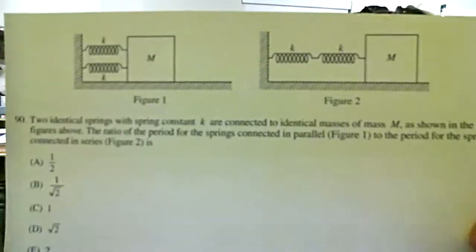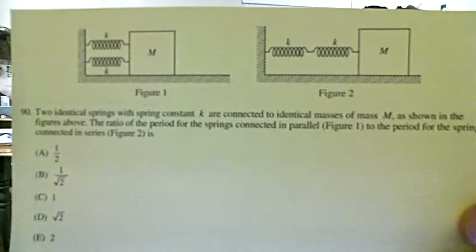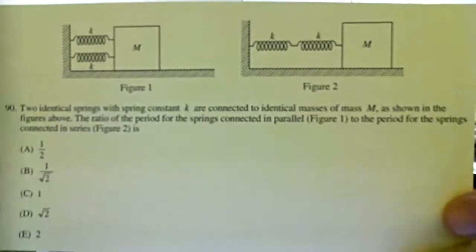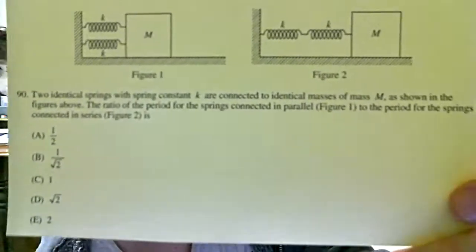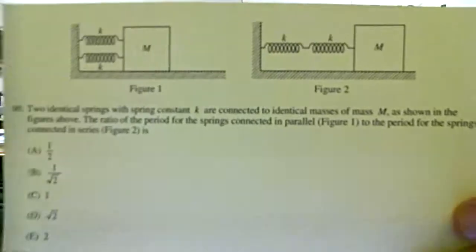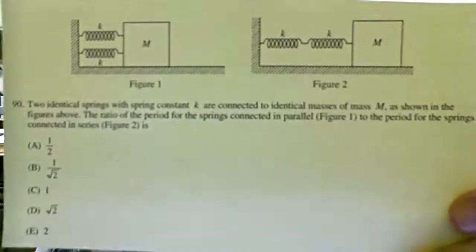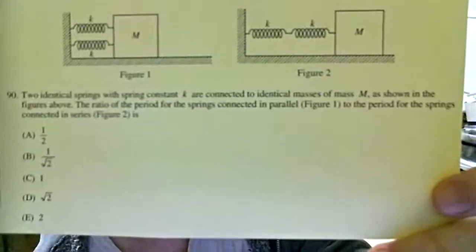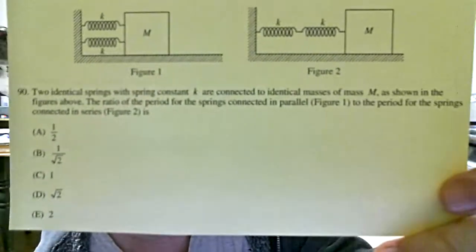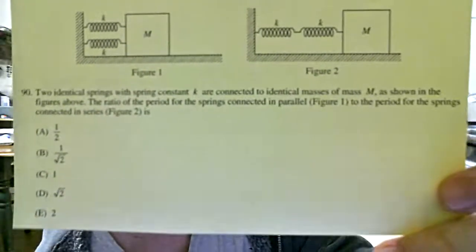Number 90, 2001 exam. Two identical springs with spring constant K are connected to identical masses of mass M, as shown in the figure above. The ratio of the period for the springs connected in parallel, figure 1, to the period for the springs connected in series, figure 2, is. And then A, B, C, D, and E.